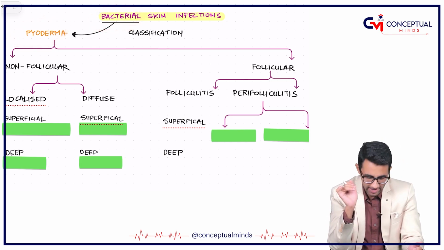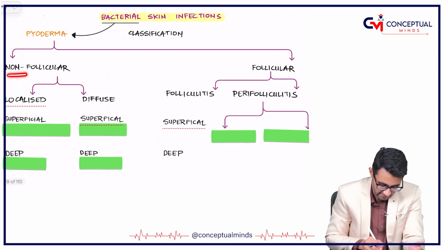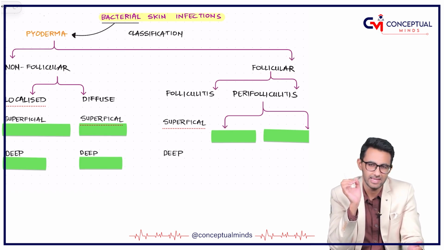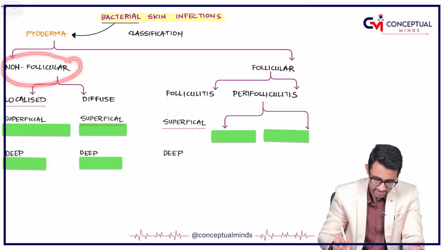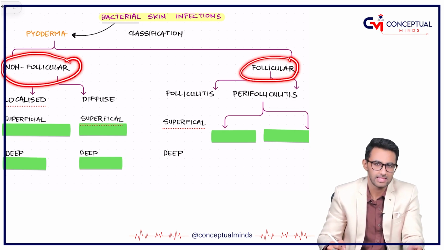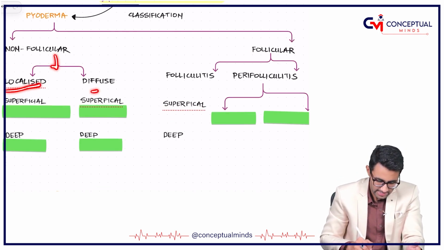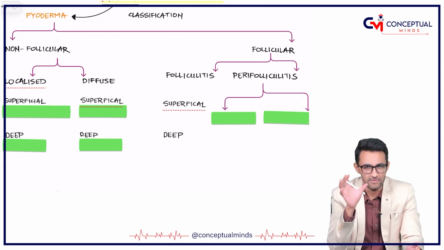That is simple as. Okay, so as we go forward with this classification, as you can see in the first half we have the non-follicular one and follicular one. As the name suggests, it just means that over here there is no follicle involved and over here there are follicles involved, like the infection is in the follicle. Alright, and we go forward with the classification. We have localized and diffuse. Localized means just at one spot, diffuse means the margins are not very clear.